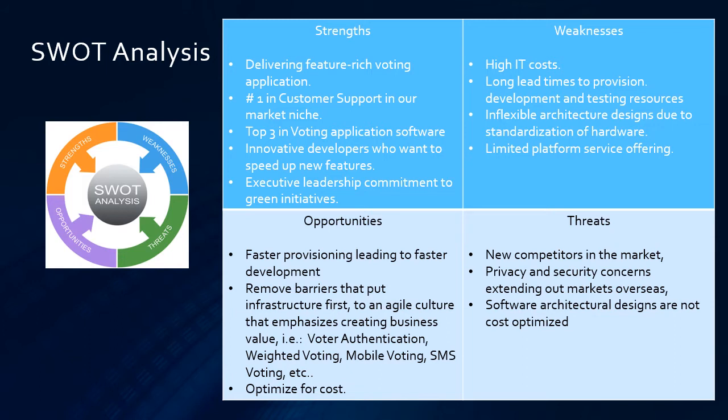Opportunities. We can achieve faster provisioning, leading to faster development. We can remove infrastructure provisioning and concentrate on creating an agile culture that emphasizes creating business value. For example, we should be concentrating on providing voter authentication and weighted voting and mobile voting and SMS voting. The list goes on. We can optimize our IT environments for performance and costs.